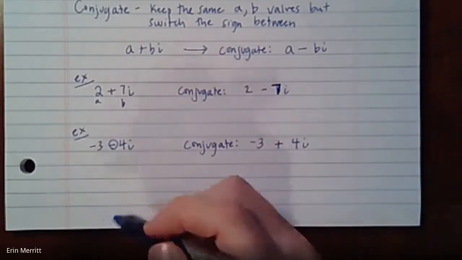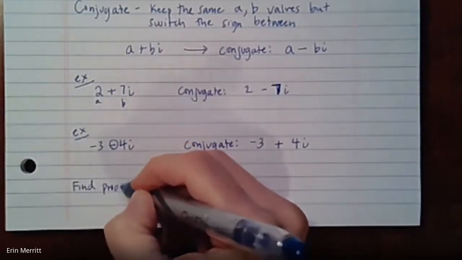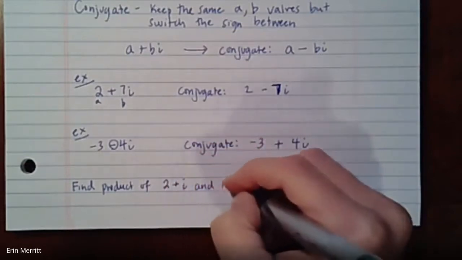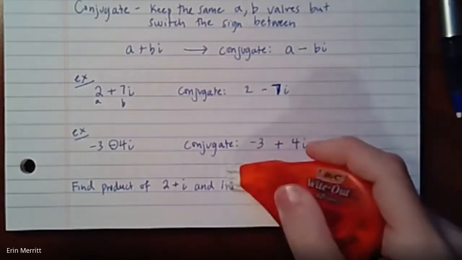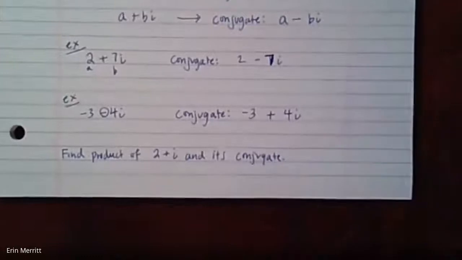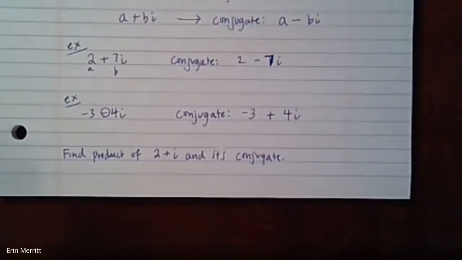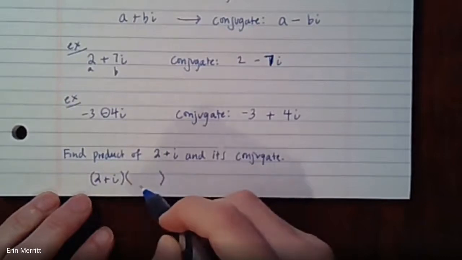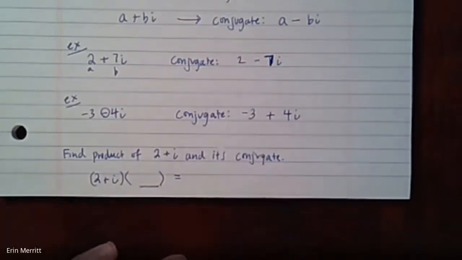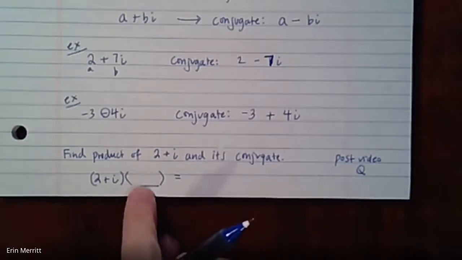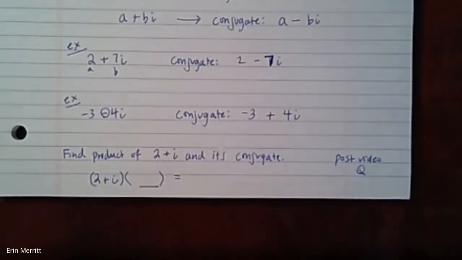So if I ask you then to find the product of, let's say, 2 plus i and its conjugate, I'm testing two things. Do you know what the conjugate of 2 plus i is? And then can you take the product, or can you multiply them together? So 2 plus i and then times something, and then see what you come out with as an answer. That is your post video question right there. So think about it. What's going in here? And then ultimately, when you multiply it all out, what do you get as a final answer? That's what I want to see, the final answer as your post video question.